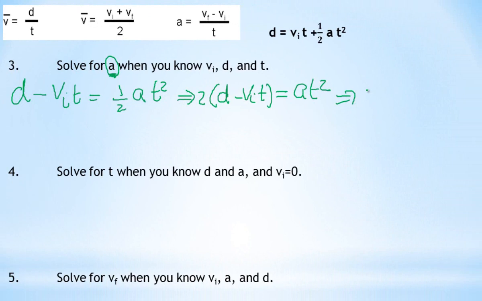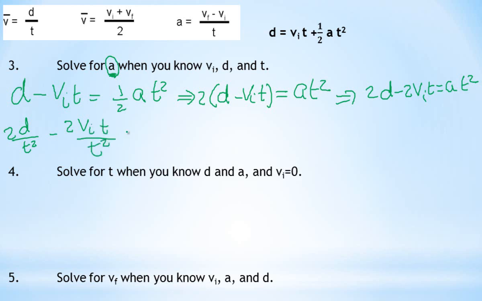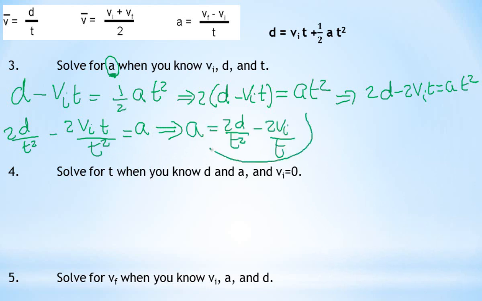Okay, so we have on the left hand side 2 times the distance minus 2 times v initial times the time equal to the acceleration times t squared. Now we need the acceleration on one side alone. To get rid of the t squared, we have to divide the equation by t squared: 2d over t squared minus 2vi times t over t squared is equal to the acceleration. Now we'll simplify, and this will be the acceleration in terms of distance, time, and initial velocity.